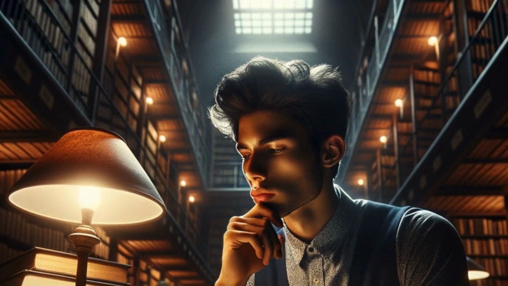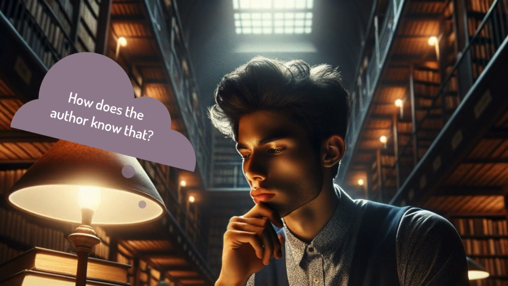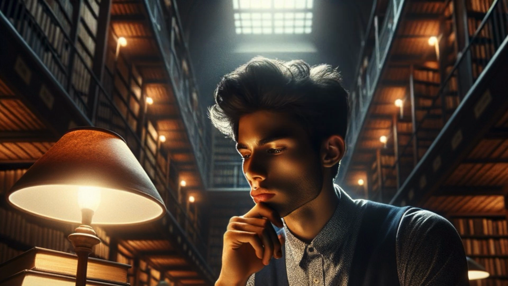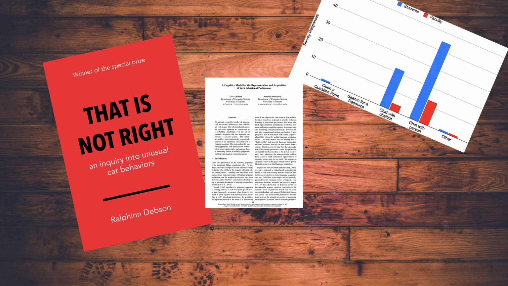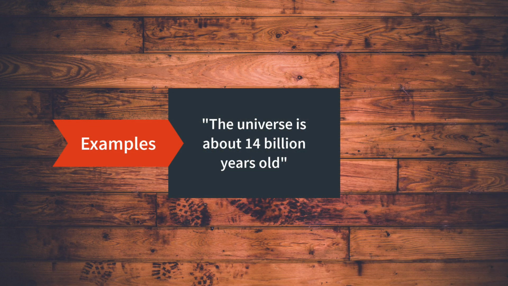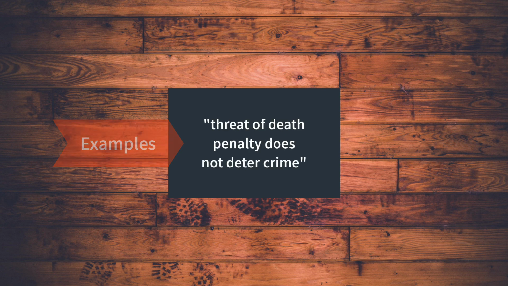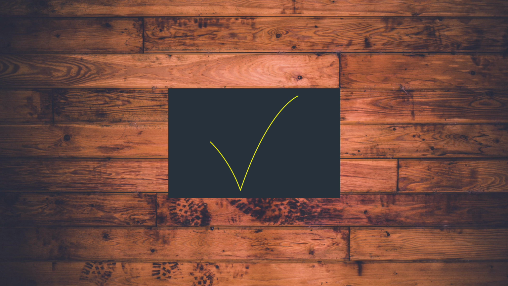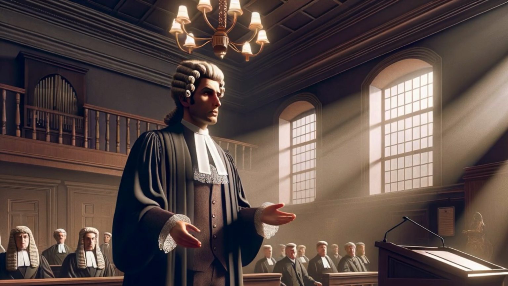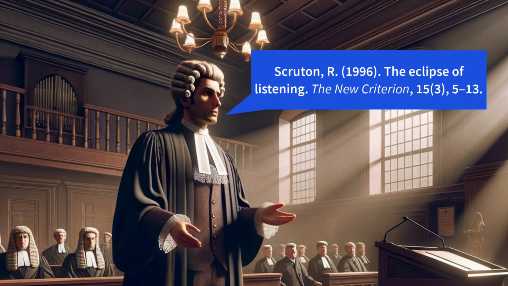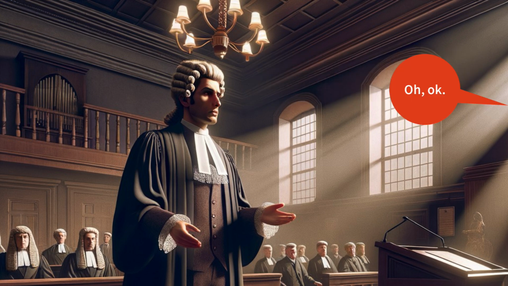Whenever we make a claim about which our readers can reasonably ask, how does the author know that? We must defend it with some kind of supporting information resource, a book, an academic article, statistics, and so on. The universe is about 14 billion years old. Language structures thought, and threat of death penalty does not deter crime are all examples of claims that must be defended. Rather than detailing these defenses in the body of our work, which would take up both a lot of space and distract from our central argument, we simply point or refer our readers to them.